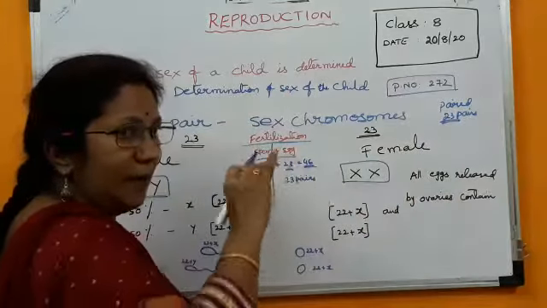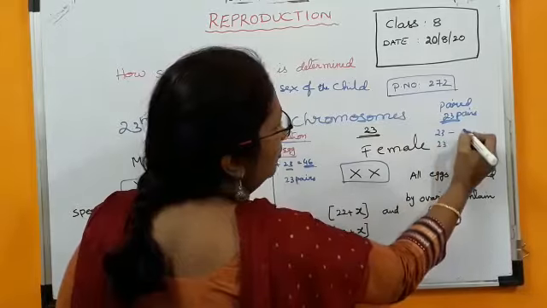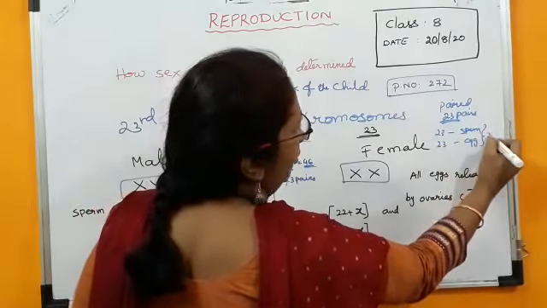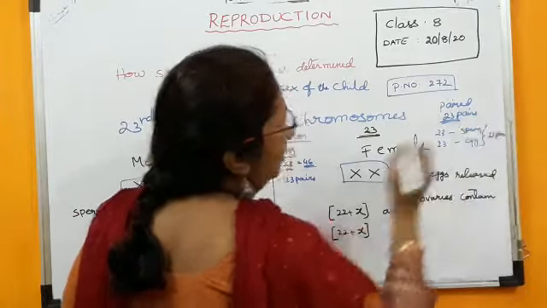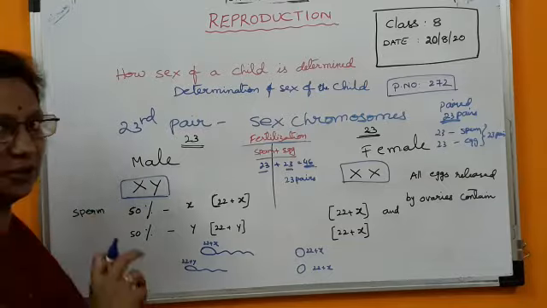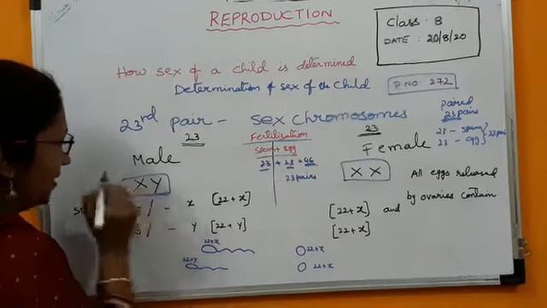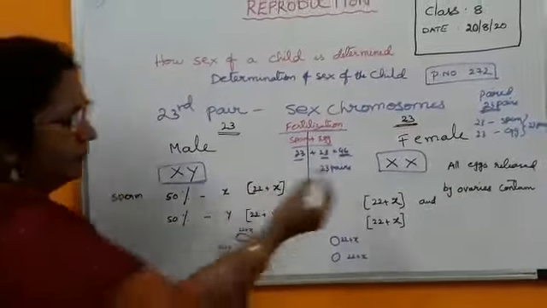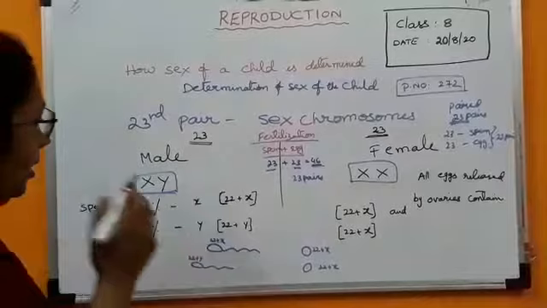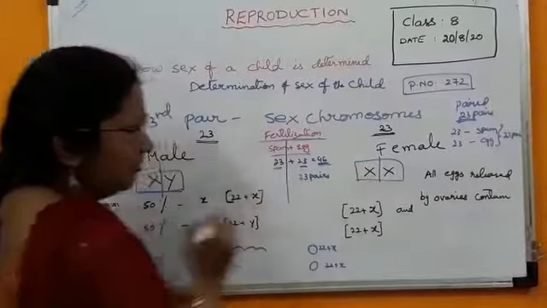So 23 plus 23 again becomes 46, or 23 pairs. The 23 pairs of chromosomes become unpaired, so the 23 chromosomes of the sperm and the 23 of the egg fuse and form a 23-paired zygote. Now, this is the magic. Here only lies the magic. Male has X and Y chromosomes and female has XX chromosomes. When they become unpaired, X gets separated from Y, and X gets separated from X.